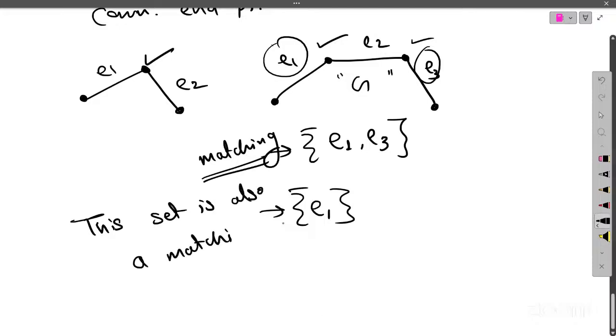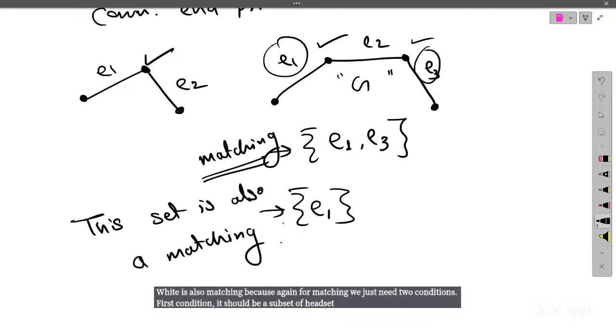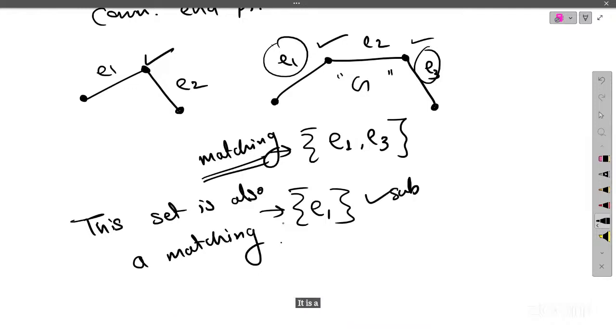Why is it also a matching? Because again, for matching, we just need two conditions. First condition, it should be a subset of H set. Another condition is any pair of edges should not share any common endpoints, right? So here it is a subset of H set, and it is not sharing any common endpoint because there is no pair. It's just one element.